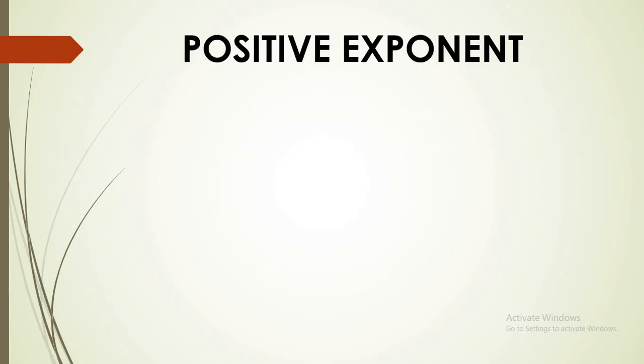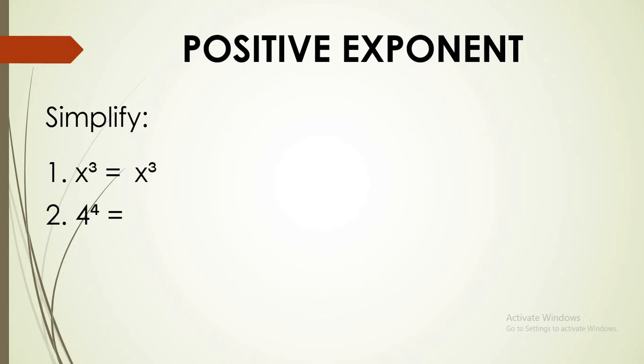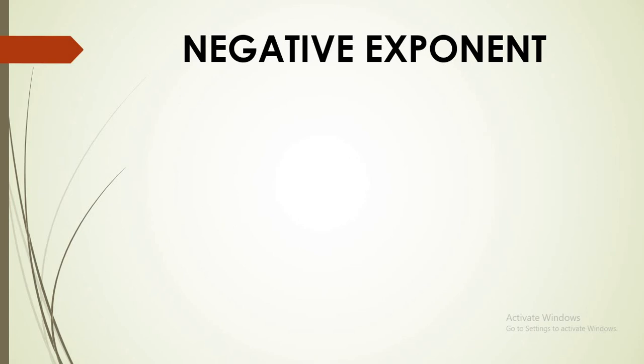Let's have an example of positive exponent. Let us simplify the following. Number 1, we have x cubed. So we have an example of variable and exponent. So the answer is also x cubed. Number 2 is 4 raised to 4. This is an example of number and exponent, and we can simplify it as 4 times 4 times 4 times 4, or 256.